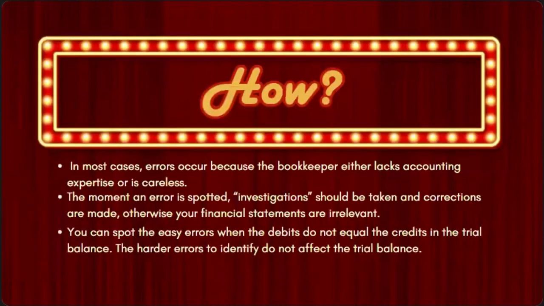How and why do we correct errors? Well, in most cases, errors occur because the bookkeeper either lacks accounting expertise or is careless. The moment an error is spotted, investigations should be taken and corrections made. Otherwise, your financial statements are irrelevant. You can spot the easy errors when the debits do not equal the credits in the trial balance. The harder errors are harder to identify because they do not affect the trial balance.